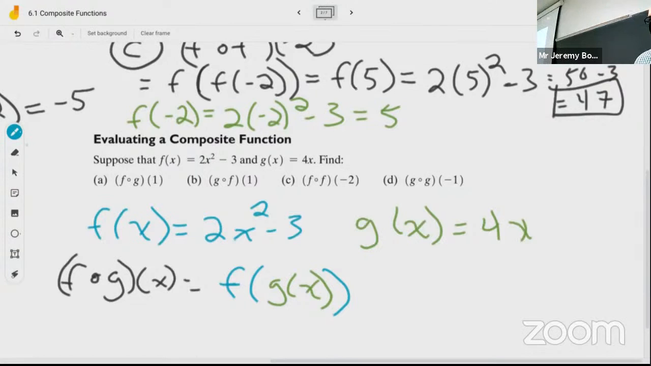Any questions on getting to that point? So that means everywhere there is an x in my outer function f, I'm going to replace it with the inner function g of x. I'm going to take my function f. It was 2x squared minus 3, right? But where the x was, I'm going to put g of x.